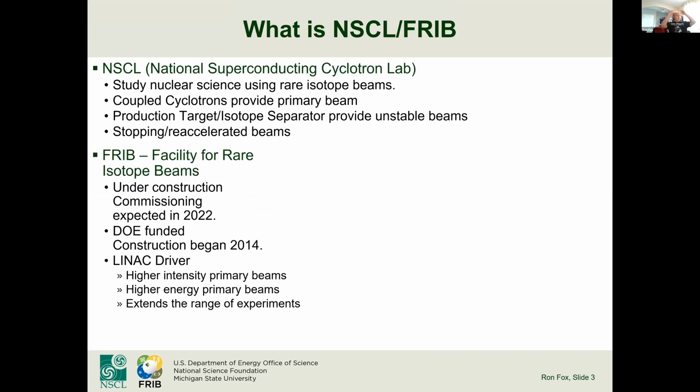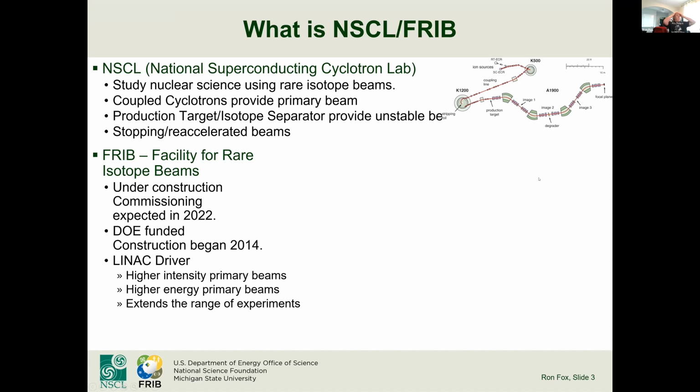Okay, so NSCL FRIB. There are really two laboratories in one building. There's the National Superconducting Cyclotron Lab, which studies basic nuclear research using beams of unstable isotopes that don't occur in nature. This is what the beamline plan looks like. There's a pair of cyclotrons that are coupled, and then we use a thing called projectile fragmentation in this separator to produce unstable nuclei, which are transported to the experimental target.